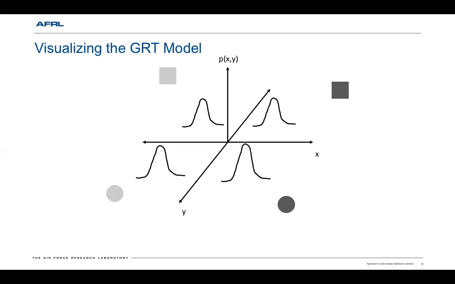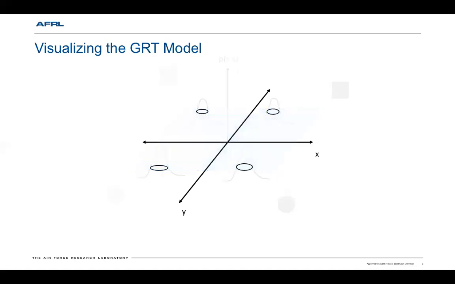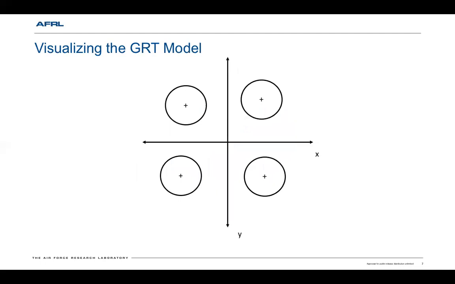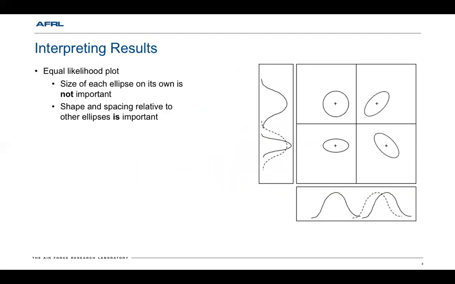It is common to visualize the fitted GRT model as an equal likelihood contour map. Imagine that the sensation of each of our stimuli produces a multivariate normal distribution in perceptual space. If we take a slice through the space at some arbitrary height, it will produce an ellipse for each stimulus. These ellipses, when viewed from above, would look something like this in 2 dimensions. Now, the size of each ellipse is not important by itself. Rather, its shape and position relative to the other ellipses is what is important.